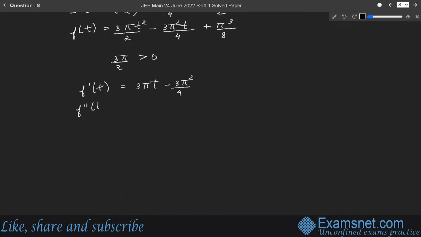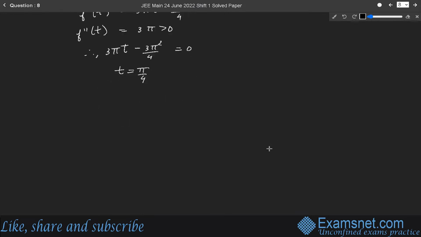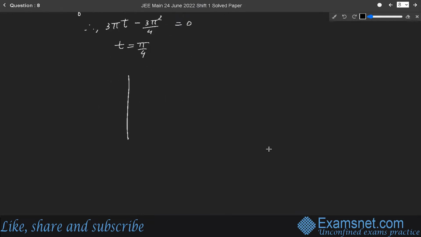F double dash t will be equal to 3 pi, greater than 0. Therefore, 3 pi t minus 3 pi square by 4 is equal to 0. So t will be equal to pi by 4, which is the minimum value, and the vertex of the parabola will be at pi by 4. So the graph will be in this way.